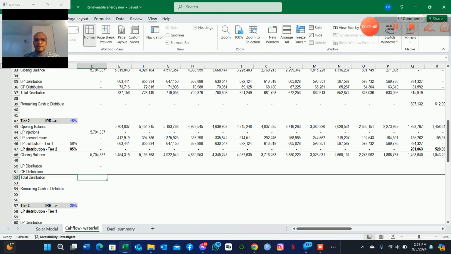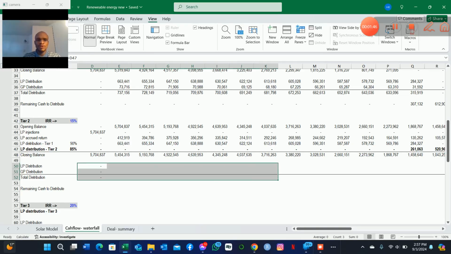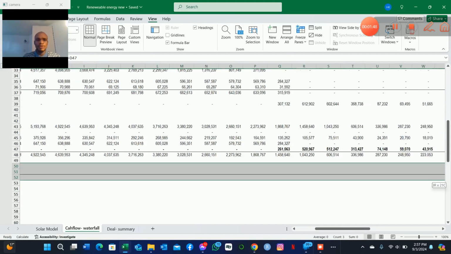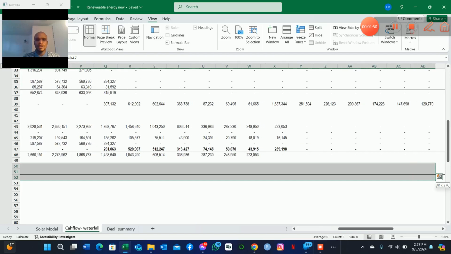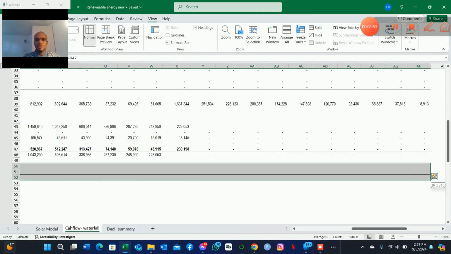You can press enter, and we can take the sum of the total distributions so that we can now calculate the cash remaining to be distributed in tier 3. So we can take all of this to the end of the project life. We fill it right with Control R.